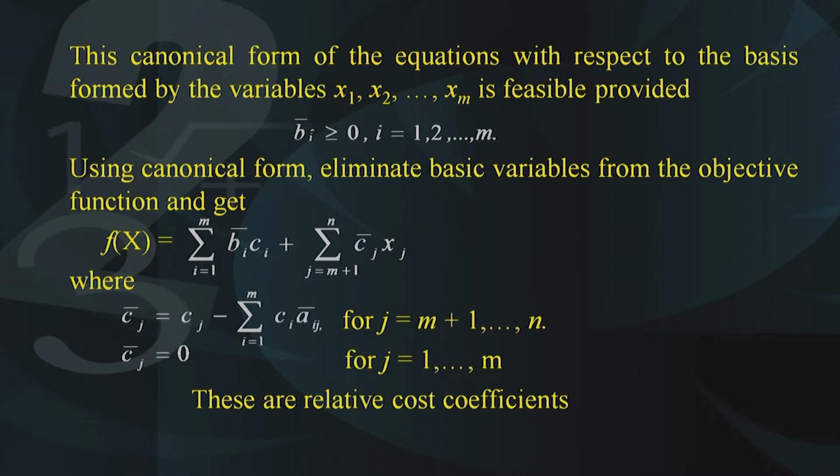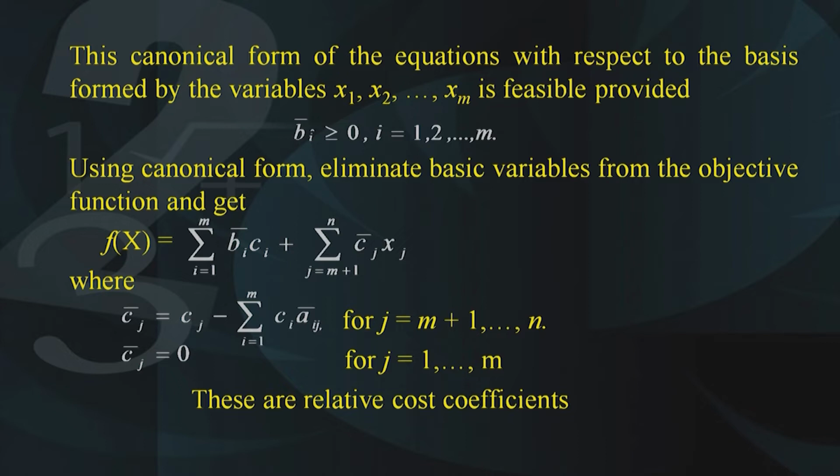The c_i bar is equal to c_i minus summation c_i a_i bar, where i goes from 1 to m, and this holds for all j equal to m plus 1 to n, and the c_i bars are equal to 0 for i equal to 1 to m. So, corresponding to the basic variables, as you know, these are nothing but the deviation rows. The entries in the deviation rows corresponding to the basic variables are 0, and corresponding to the non-basic variables are non-zero, and that is how they are obtained.